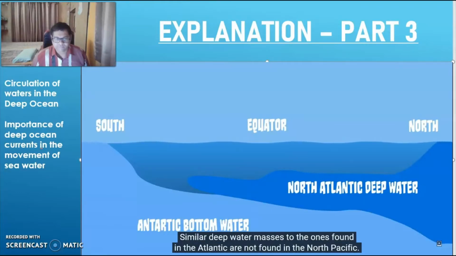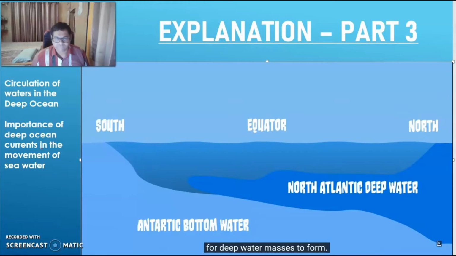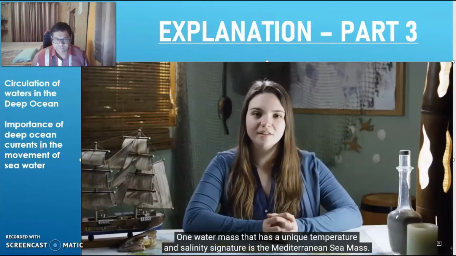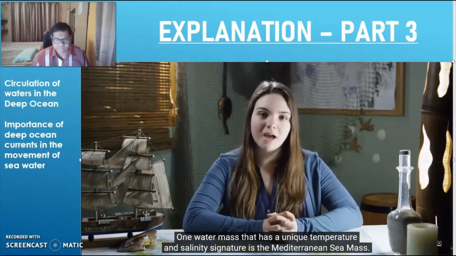Similar deep water masses to the ones found in the Atlantic are not found in the North Pacific. This is because the water at higher latitudes is too shallow and not saline enough for deep water masses to form. One water mass that has a unique temperature and salinity signature is the Mediterranean Sea mass.